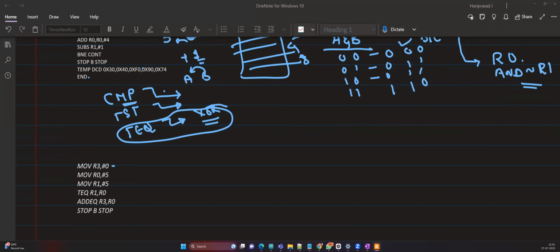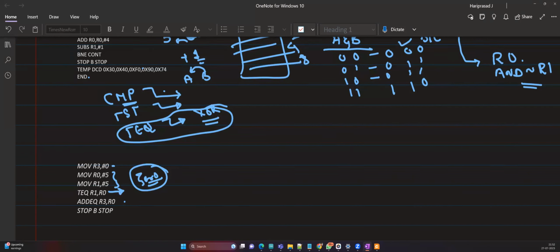First R3 will contain the value of 0, then R0 will contain the value of 5, then R1 will contain the value of 5, and TEQ is an XOR operation performed on R1 and R0. It will come as equal because both of them contain the value 5. When you XOR two same values, the result will be 0, so the zero flag will be set.